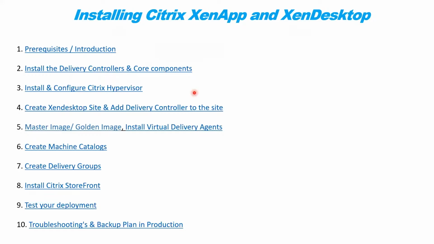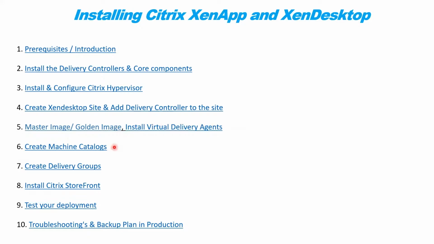In the third one, we will learn how to configure the Citrix hypervisor. In the fourth one, we will learn how to create the first Citrix site and how to add the delivery controller to that site. In the fifth one, we will learn how to create the master image or golden image and how to configure the VDA, the virtual delivery agent, in your master image.